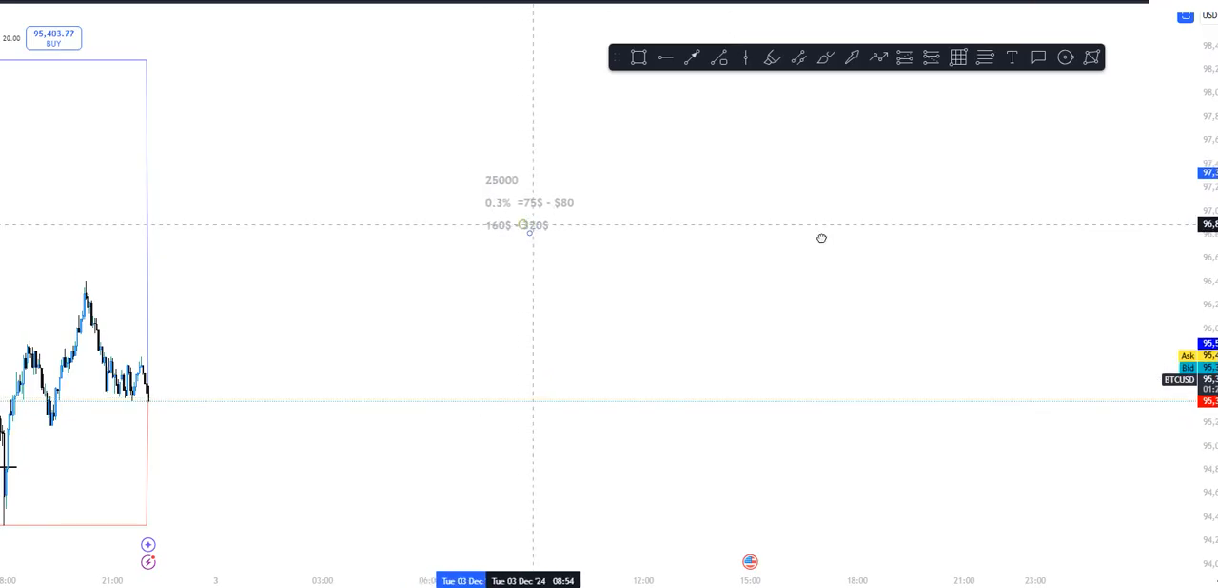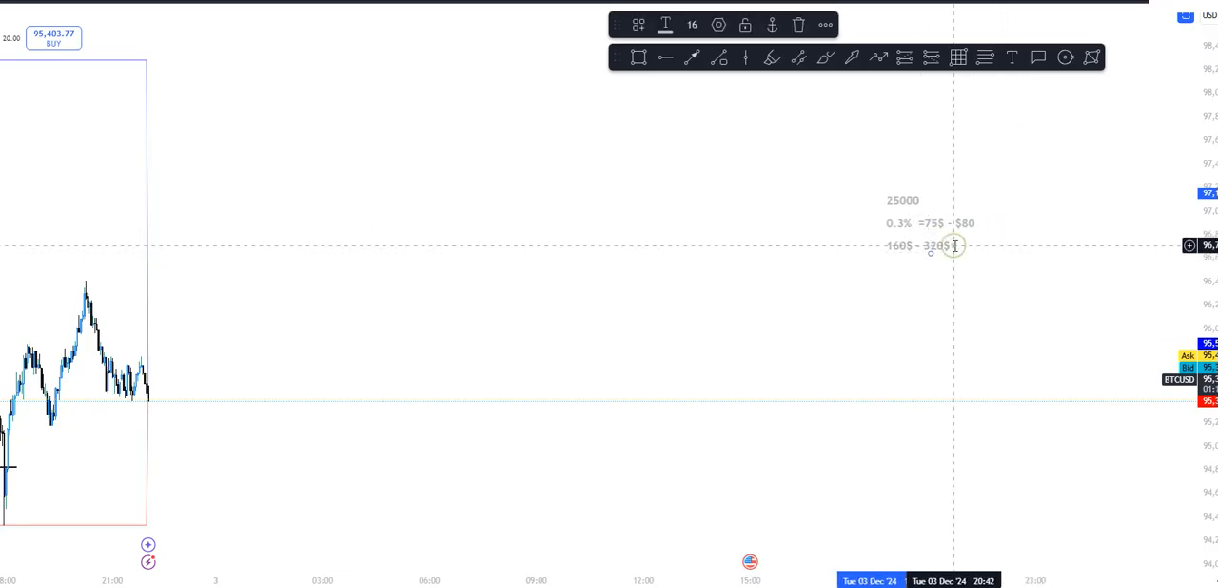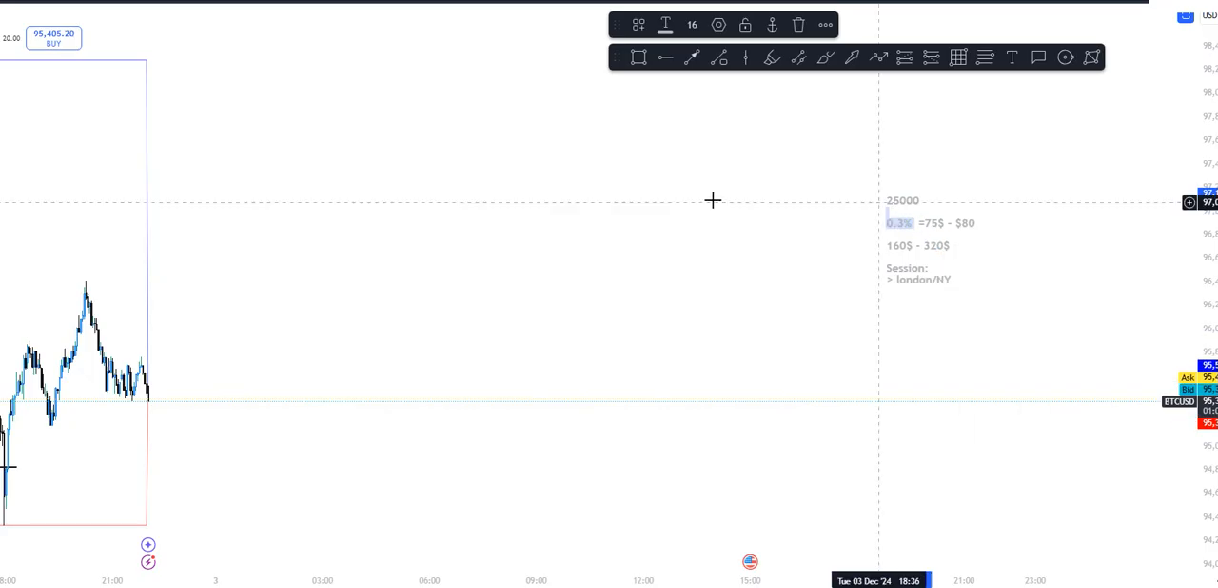Now, in terms of trades, we're going to be looking at set trading sessions, so the London session or the New York session. Of course, we're going to be looking at this one here.